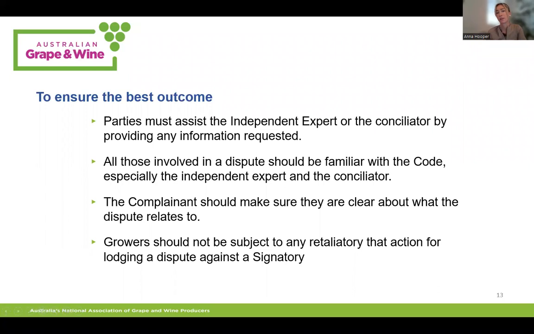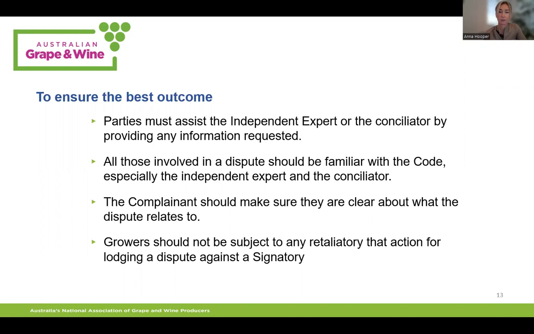For this process to work at its best, it needs to be made clear to the Secretariat what the complaint is about. In other words, whether it's about the grading process or the price itself that they disagree with. If the dispute relates to both price and quality, you would technically need two separate determinations. So it's best if the grower can really isolate what is the issue. If it's an issue with the agreement itself not being clear, then it would go to conciliation.